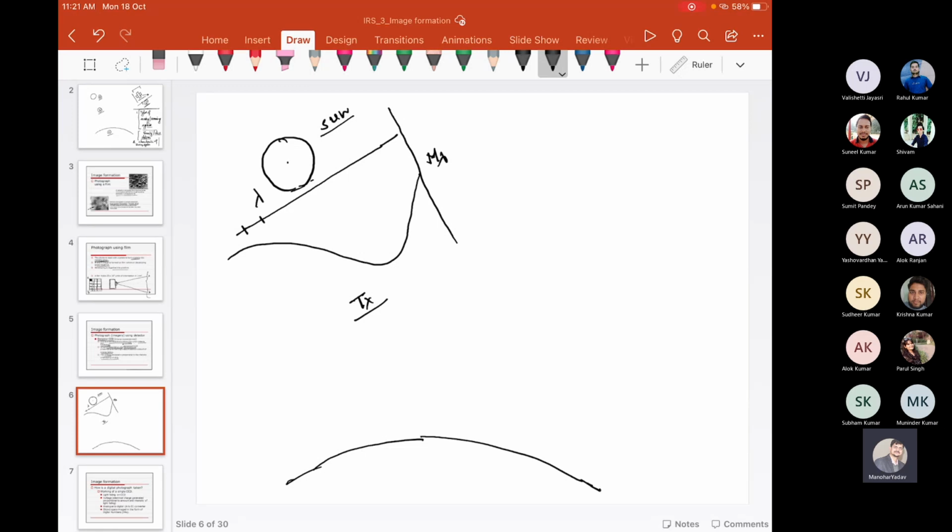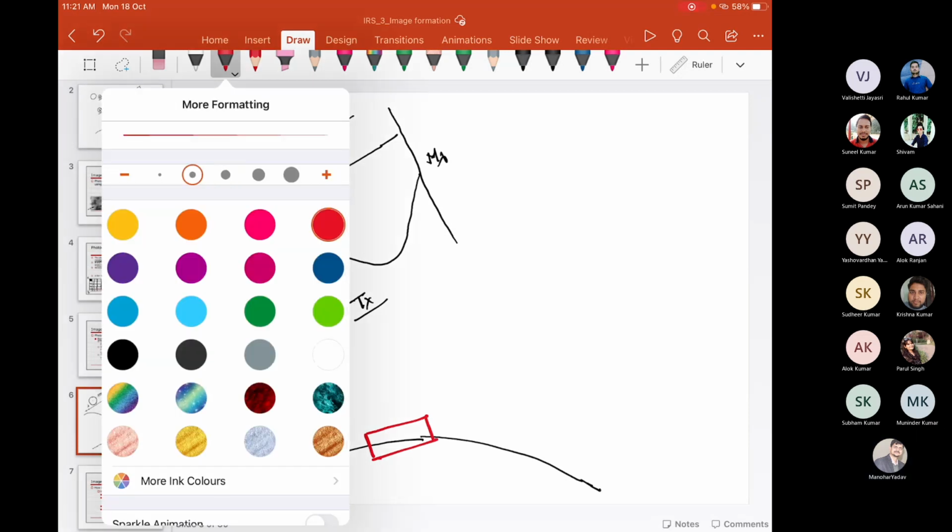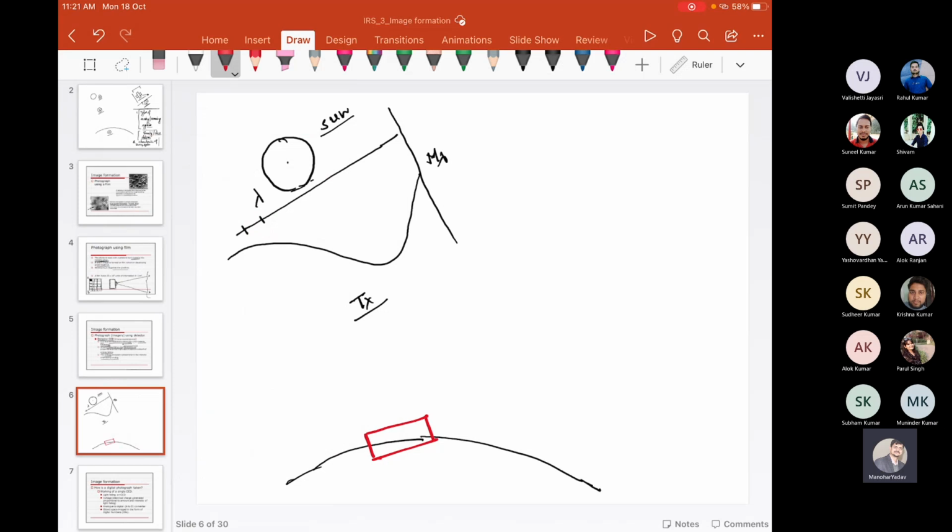If we consider a very small area from the Earth's surface, let's say this part, and I project it over here, it's a top view of this area. It looks like maybe there are certain houses, there are trees, and many other Earth surface objects. So this energy interacts with these ground features.